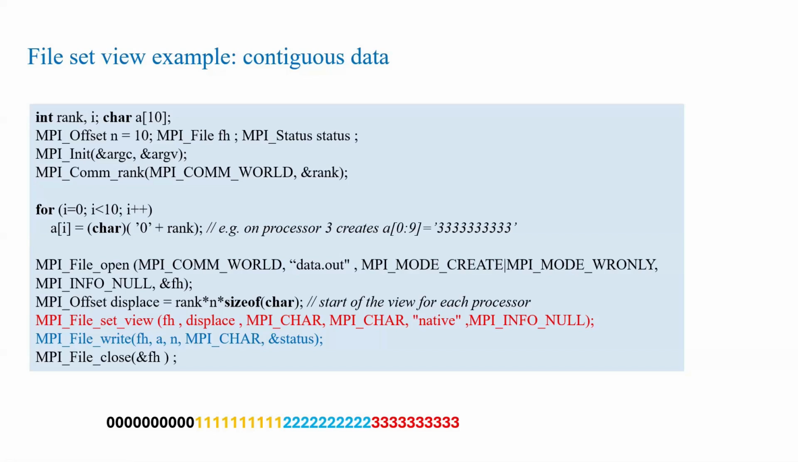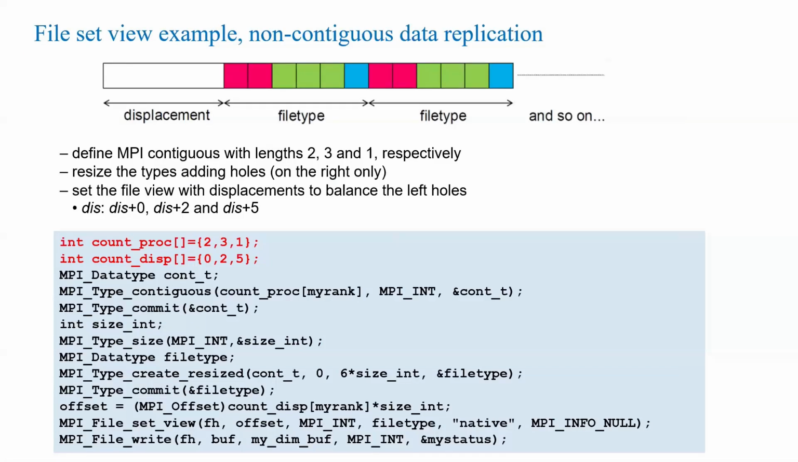Okay. And then the other one is for non-contiguous data replication. This is the more common case, and certainly a little bit more complicated. We're not going into pretty detail, but just giving you the explanations.